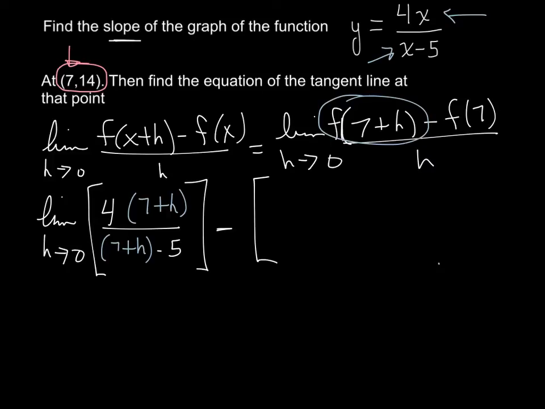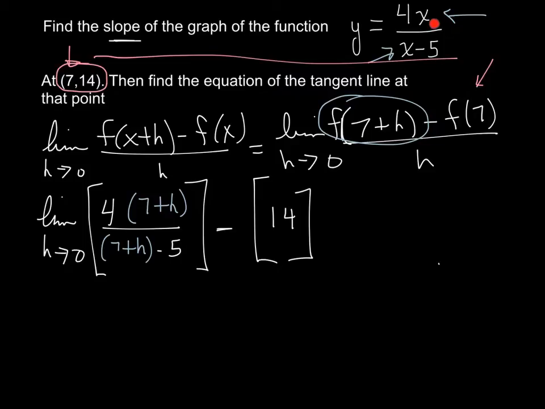Well, you could do that, but what this value, f of 7, is your y value. So it's simply that 14. If you don't believe me, because I know many of you don't, plug in a 7 here, so you get 28, divided by 7 minus 5, 2. 28 divided by 2. Hey, there's that 14. And all of this, of course, divided by h.